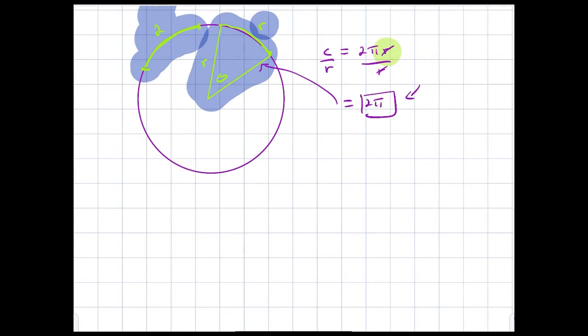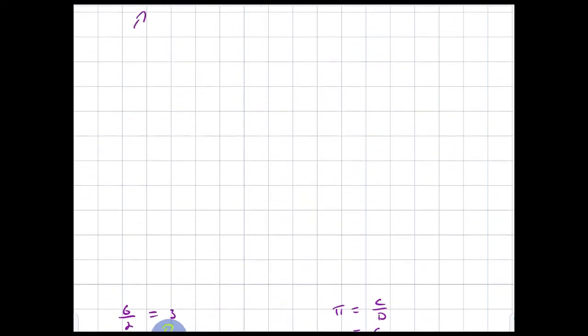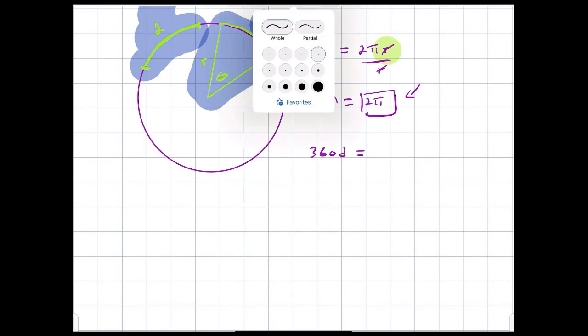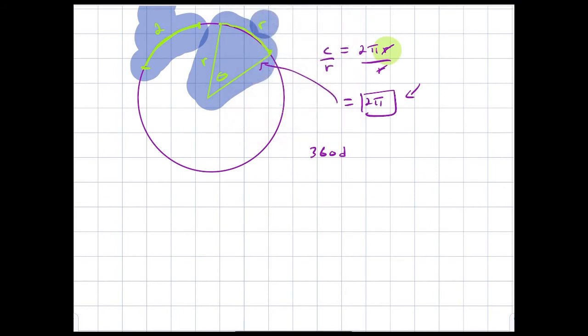And now it's really easy to convert. I know that there are 360 degrees, and let me write this as 360 DEG for degrees, which I think is better than D and then R, because R will represent the radius. 360 degrees are the same as 2 pi radians. 2 pi radians are 360 degrees.